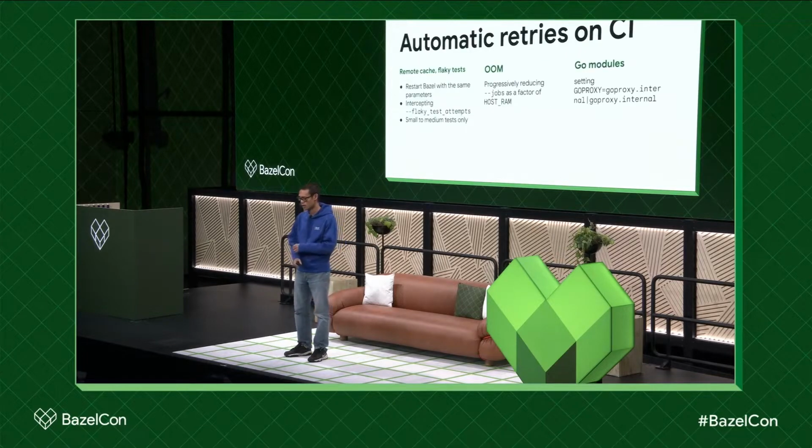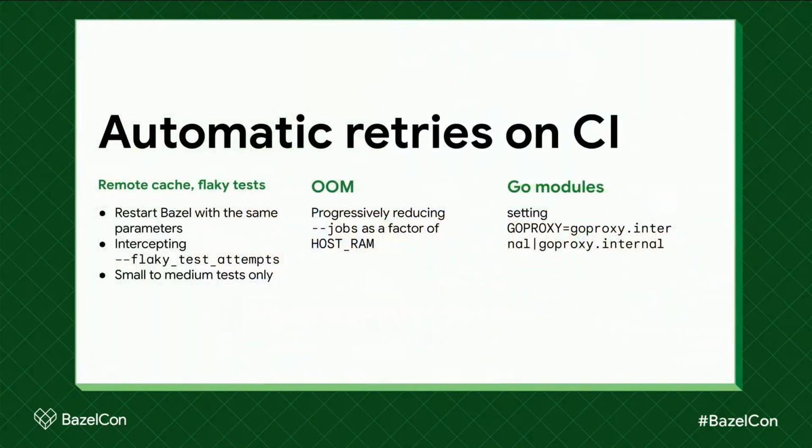So what do we do? We wrote a Bazel wrapper to automatically retry CI when it catches one of these issues. For remote cache issues, it's simply retry with the same parameters. And because of the warm cache, those retries are actually pretty fast. And it will pick up where it left off.